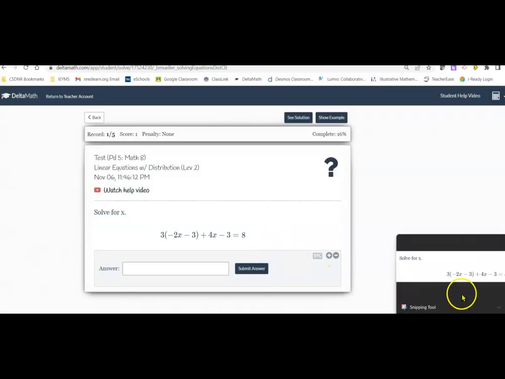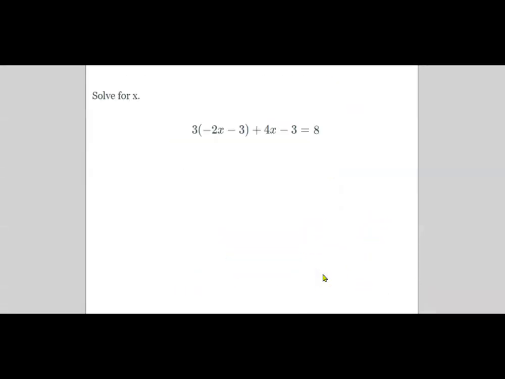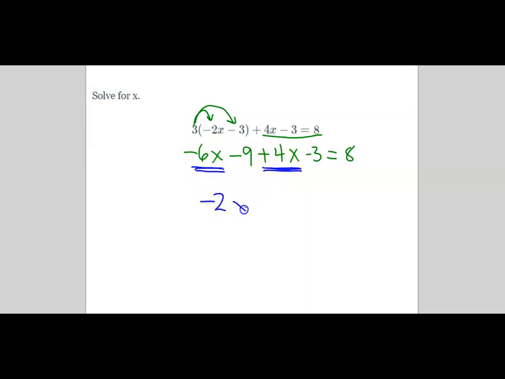Again, be careful when you're distributing this time, as I see some negative signs here, so let's be careful. 3 times a minus 2 is minus 6x, and 3 times a minus 3 is minus 9. Everything else stays the same. Now be careful here with your like terms. This says minus 6x, and this says plus 4x. And a minus 6x and a plus 4x make minus 2x's. And then a minus 9 and a minus 3, that makes minus 12. Negative 9, subtract 3.